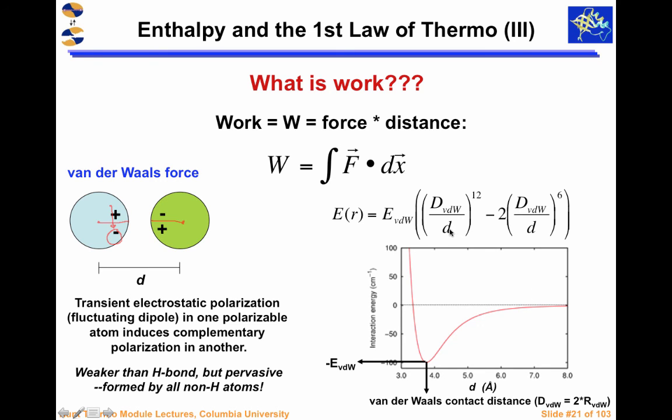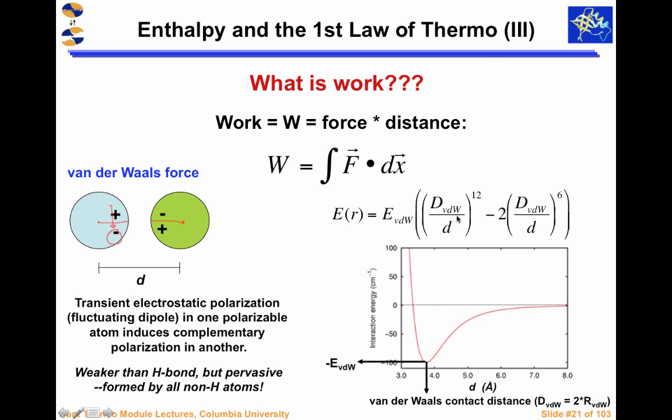When the distance between the two atoms is d van der Waals, of course you would have d van der Waals over d van der Waals, 1 to the 12th. And this would also at that distance be 1 to the 6th. Of course, 1 to the 12th is 1 and 1 to the 6th is 1, so it's 1 minus 2, negative 1. When d equals d van der Waals, the interaction energy is negative e van der Waals. So again, that's the most favorable, or the minimum, electrostatic interaction energy between them.